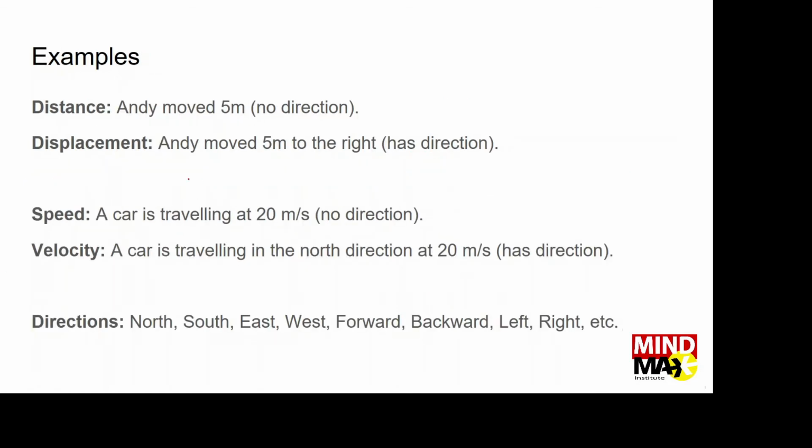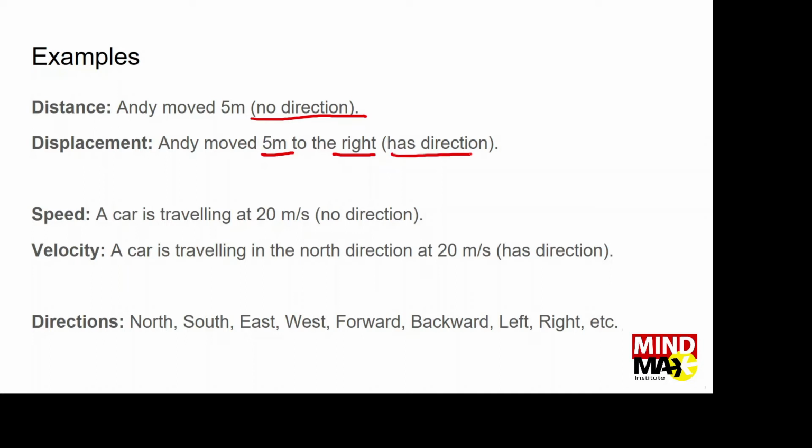The next slide. Example. So distance: Andy moved 5 meters. This one is basically defining the distance that Andy moved. He moved 5 meters and there is no specification of any direction. That means it's a scalar quantity. Displacement of this: Andy moved 5 meters to the right. So this over here is not only mentioning the size of the distance moved by Andy, it is also mentioning the direction. That is why it is a displacement.